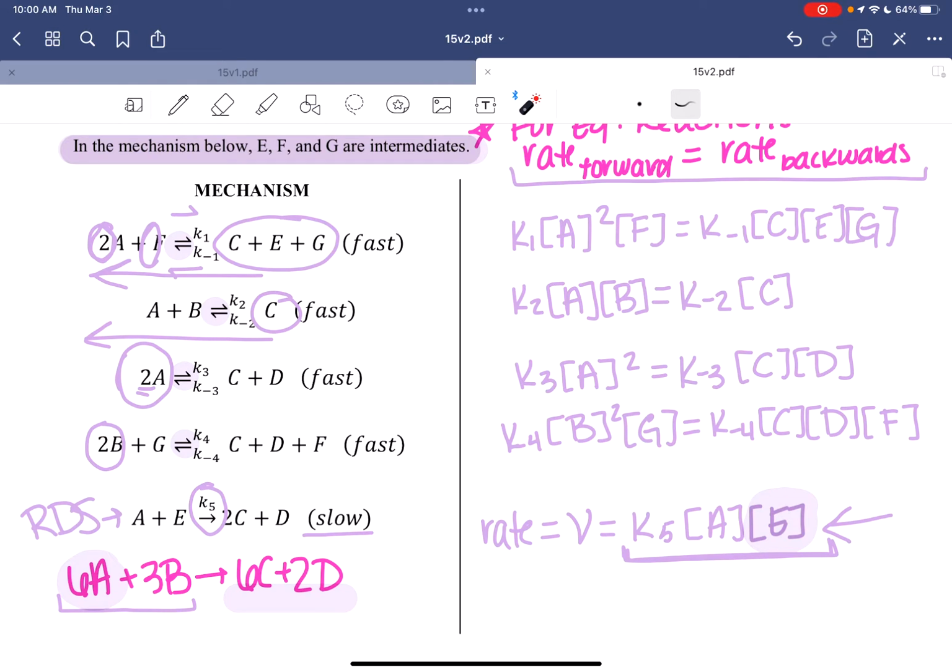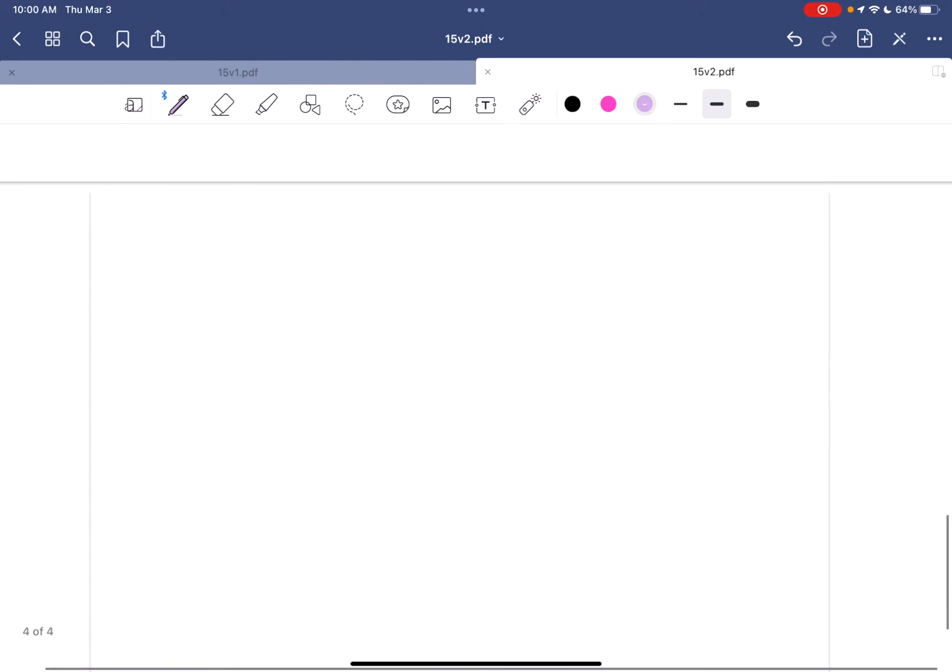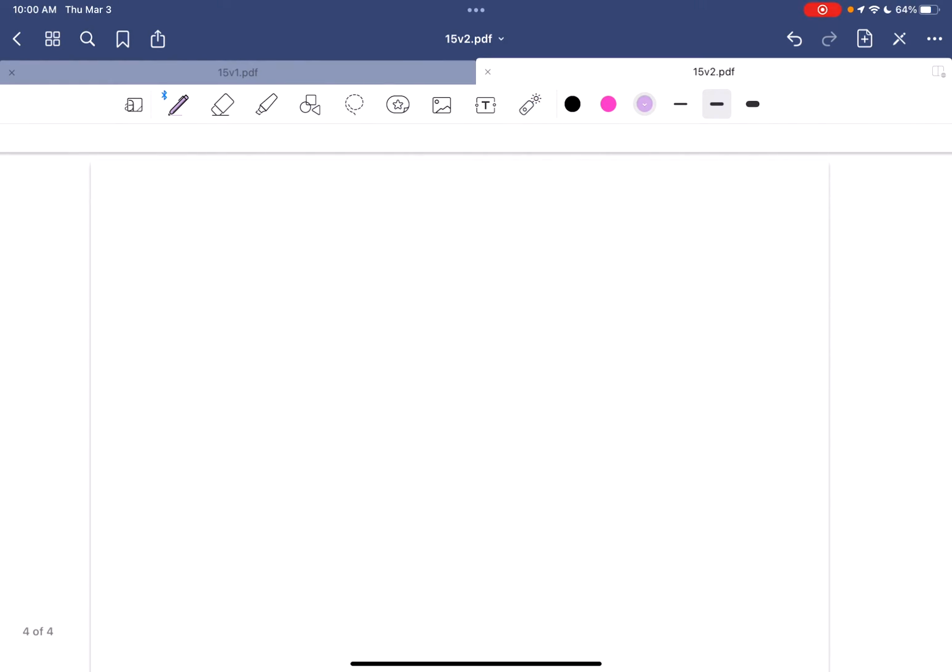So we're just going to go ahead and get started with the substitutions. We are going to put our rate law right at the top here, because that's what everything else is going to go into. So that's the rate is equal to K5 times the concentration of A times the concentration of E. And I'll highlight it here, E is one of our intermediates. So that's what we're looking to get rid of.